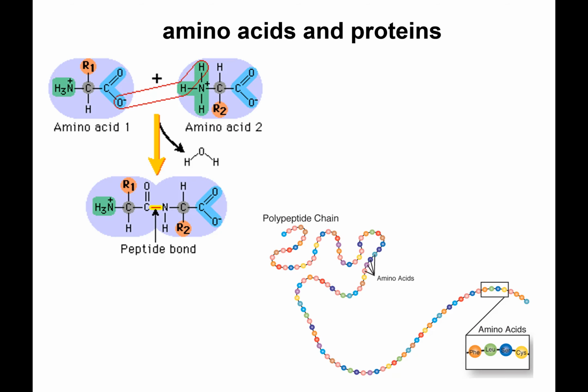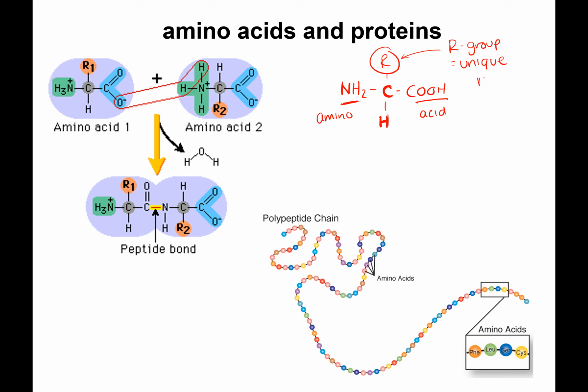Let's move on to amino acids. So an amino acid, the general structure that I write is like this. We've got a central carbon, we've got an amino group, we've got an acid group, and we always have a hydrogen. And then the fourth part, the R group of an amino acid, which you see here, R1, R2, that's the unique part, and I'll show you that in a minute.